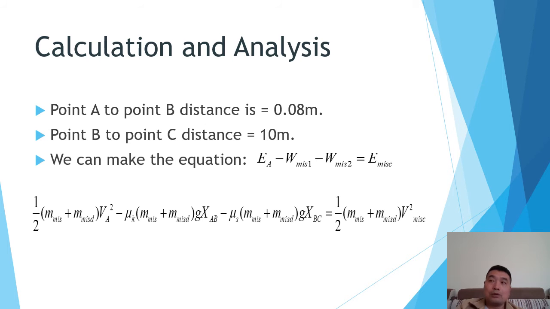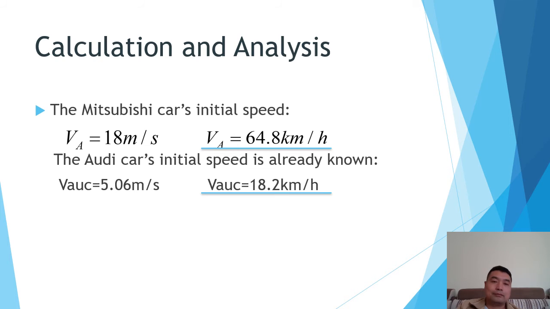We want to find out the initial speed of the Mitsubishi car before he pushed the brake. Now we can determine whether the Mitsubishi car is overspeeding or not. So we build an energy equation. Now we got the Mitsubishi car initial speed here, before he pushed the brake. The Audi car's initial speed is here. This initial speed is the Audi car's before collision.